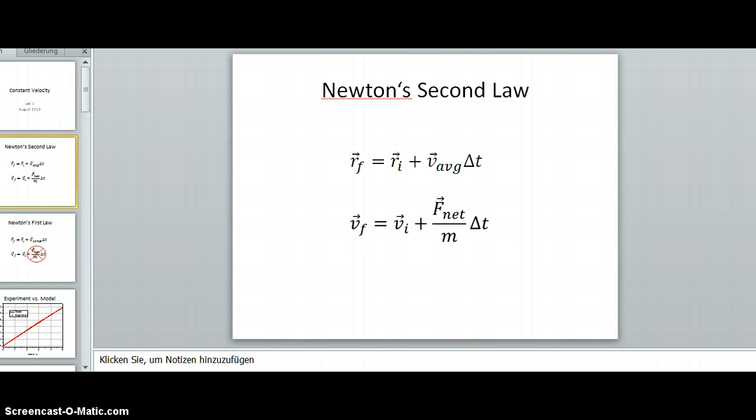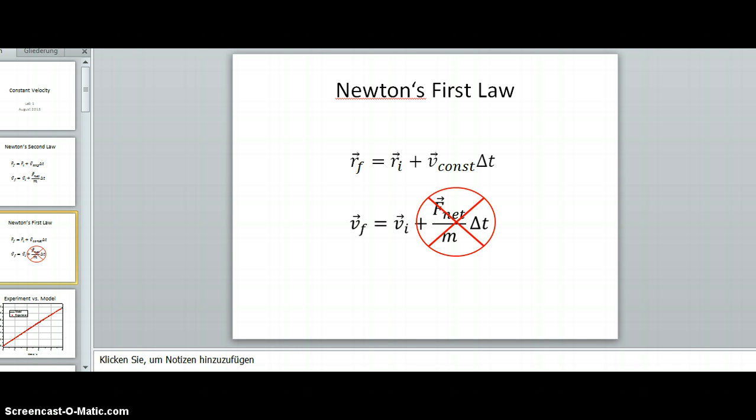Newton's first law is a special case of the second law, when the net force of the system is zero. So we can cross this term here, and we see that the initial velocity is equal to the final velocity. This means the system has a constant velocity. Therefore, if no net force acts upon a system, the system will remain at rest or will move at constant velocity.